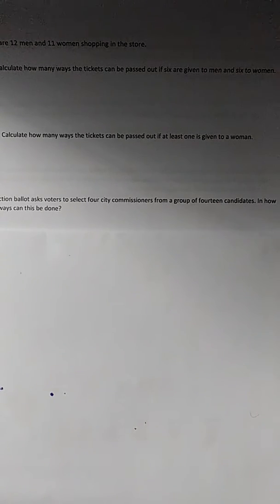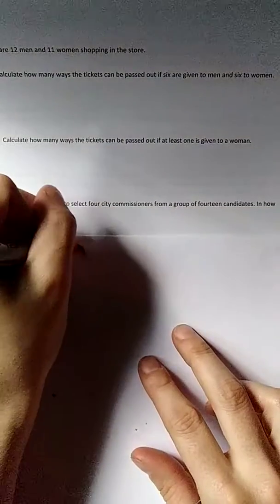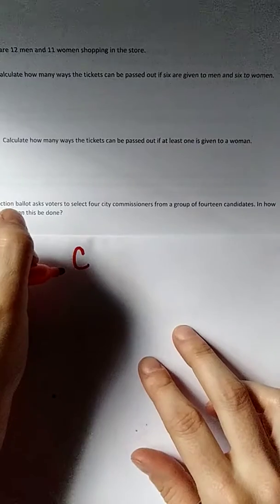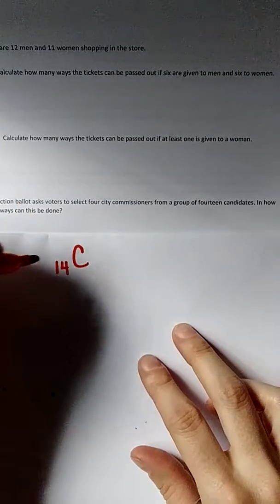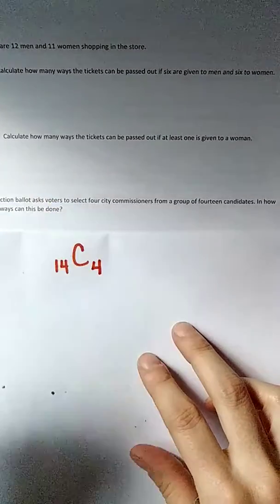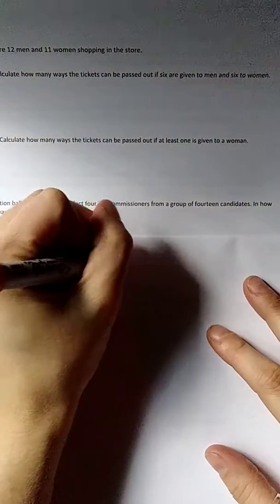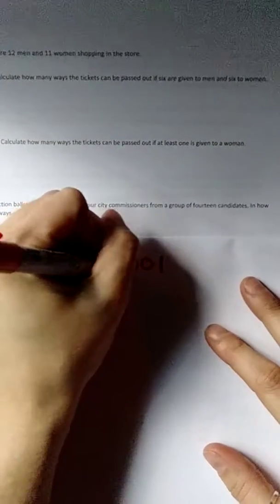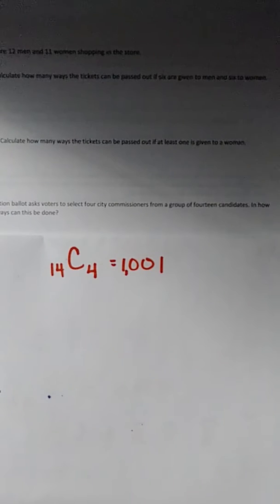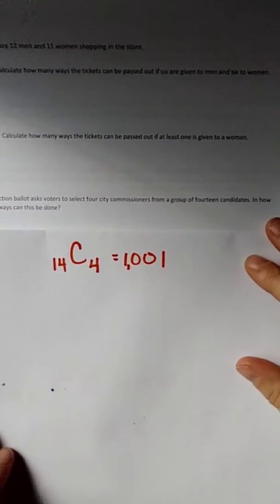So because we're choosing 4 out of 14 people and the order doesn't matter, we're going to be using a combination to do this. So we're going to take our total number of candidates and we're going to choose 4 of them. And we're just going to go ahead and type that in the calculator to find our answer. So we have 14 choose 4. Our total answer is actually going to be 1,001. 1,001 different ways for these people to be chosen in this election.